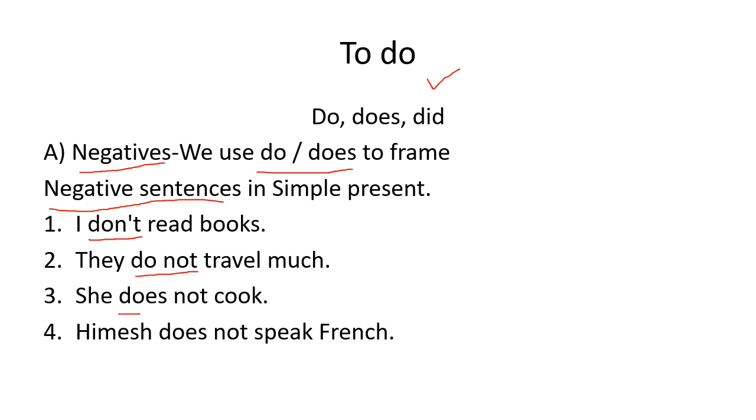She does not cook. Himesh does not speak French. All these sentences are negative. And you people can see here with I, they, we use do. He, she, Himesh, a singular subject, we make use of does to frame negative. Quite simple. I hope you people have understood it.